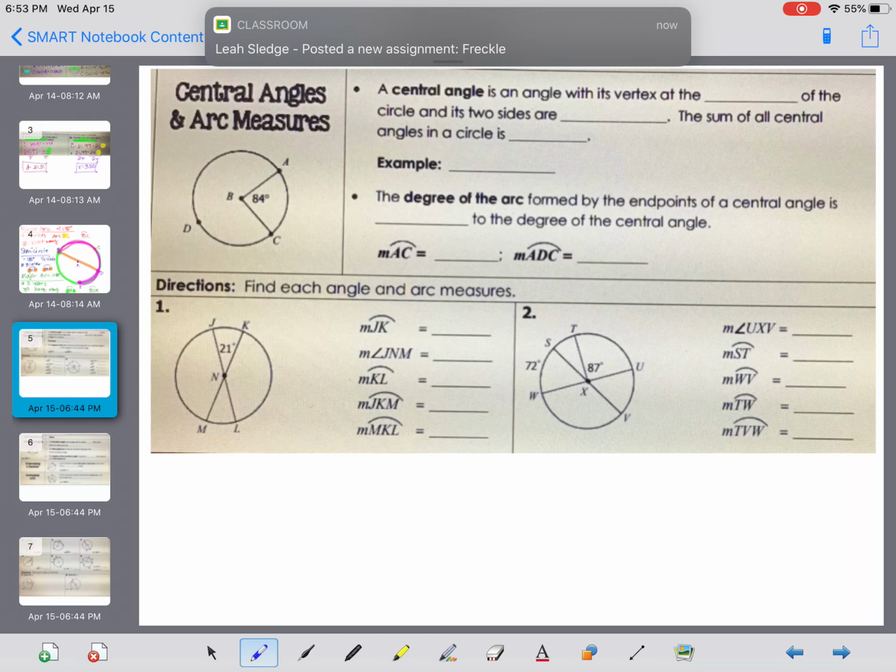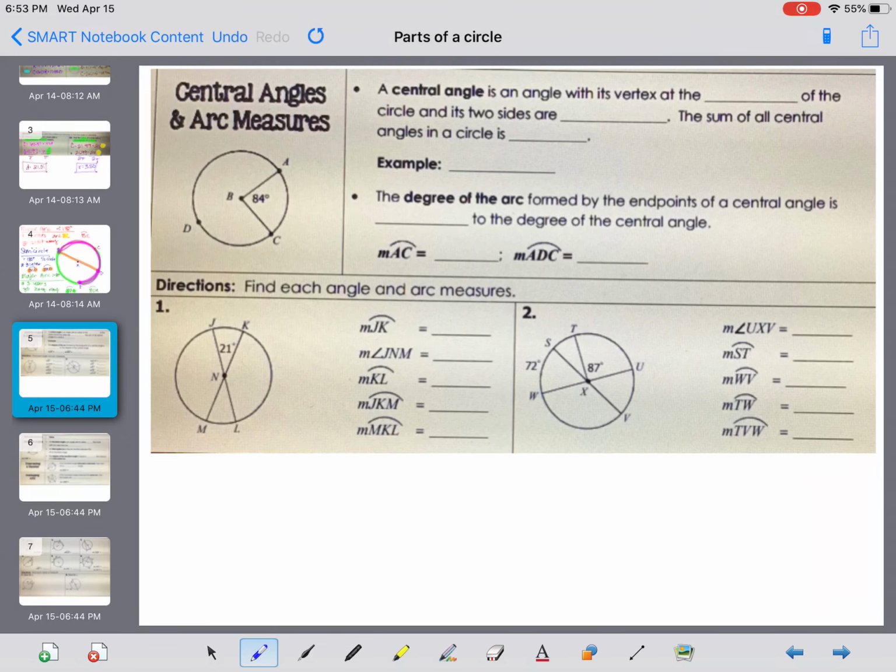Okay, circle fans, it's time to do our next lesson in circles on central angles and their arc measures. All right, so the first thing I want to talk about is what a central angle and its intercepted arc mean. A central angle is any angle that has its vertex at the center of the circle.